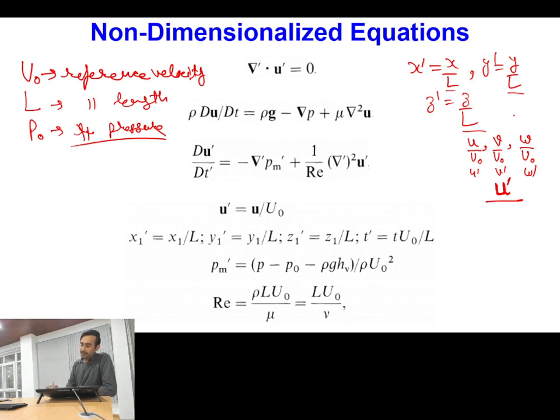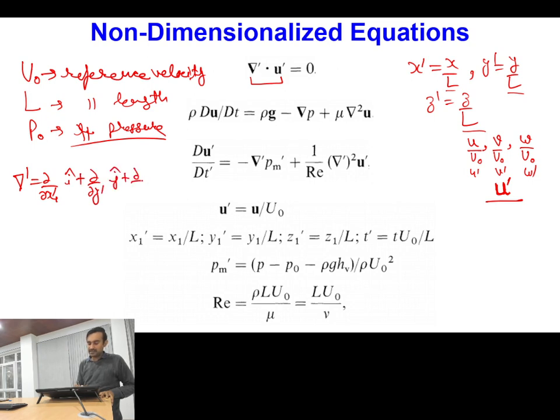Okay, so if I apply this non-dimensionalization on my continuity equation, then I will get the continuity equation for incompressible flow as del dash dot u dash equals 0. This is for steady incompressible flow, where del dash is nothing but del by del x dash i cap plus del by del y dash j cap plus del by del z dash k cap. Is this point clear?